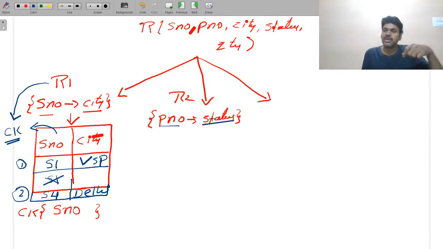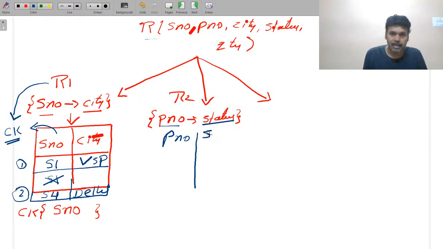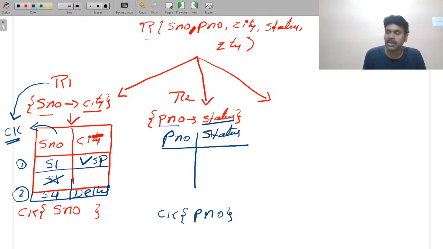We are pulling that dependency and creating a separate table. Therefore your R does not have any partial functional dependency. R maintains only fully functional dependencies. So your new table is PNO and status. The candidate key here is PNO because there are only two columns in the relation of decomposition 2, that is PNO and status. Your functional dependency is PNO implies status. So PNO implies all other attributes, that is status, and PNO is called a candidate key.